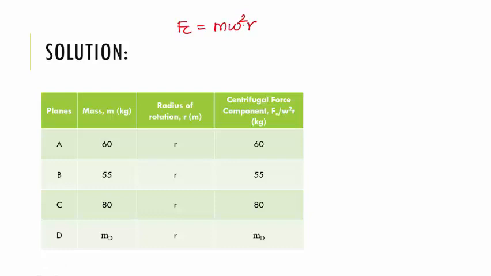Here omega is the angular velocity that will be the same for all four masses as they are attached to the same shaft. Then r is the radius of rotation. In the given problem, the radius of rotation of all four masses is the same. So for all four masses, the omega square and r values will be the same. So we can calculate the centrifugal force component as Fc divided by omega square r. Only the mass component will be the centrifugal force component for all the masses.